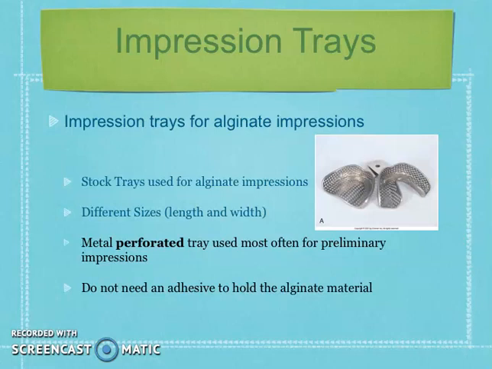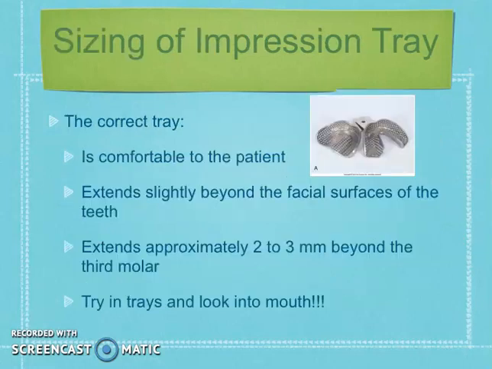We have to try those trays in the patient's mouth to see what size they will need. These trays are metal and they're perforated, which means they have holes in them. That means they're used for preliminary impressions, and we do not need an adhesive to hold the material because the material squeezes through the little holes, and that's what holds it in the tray when it's removed from the mouth.